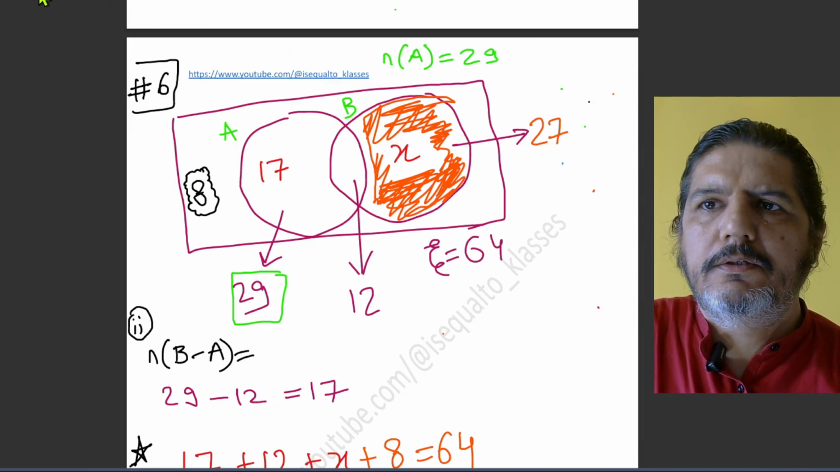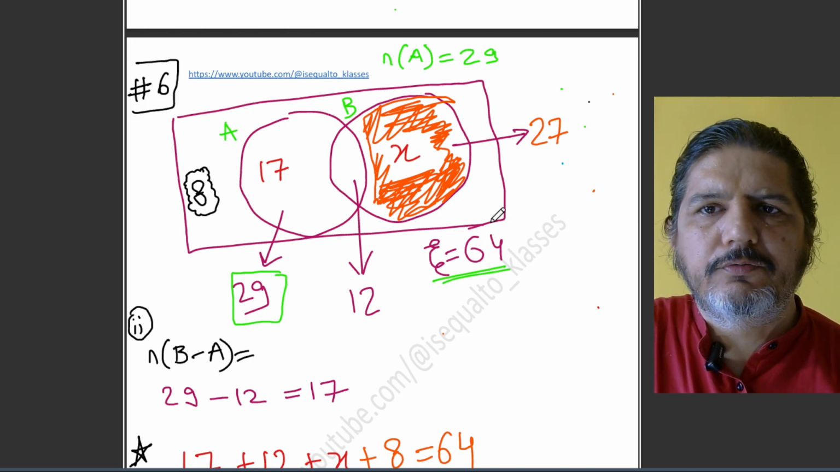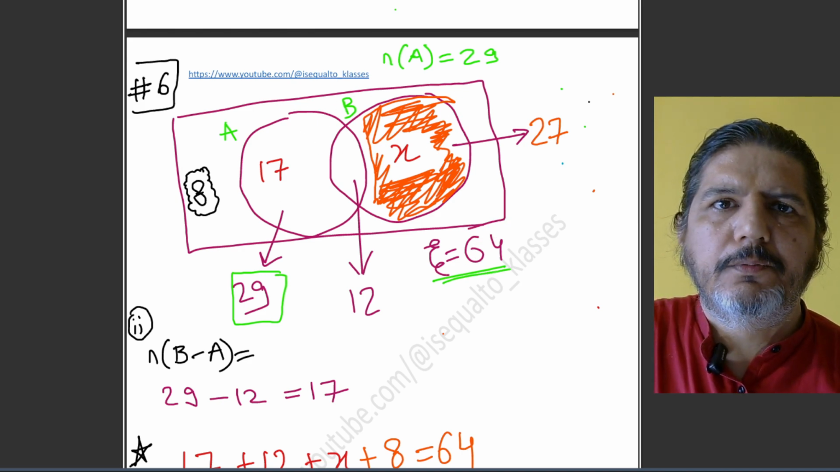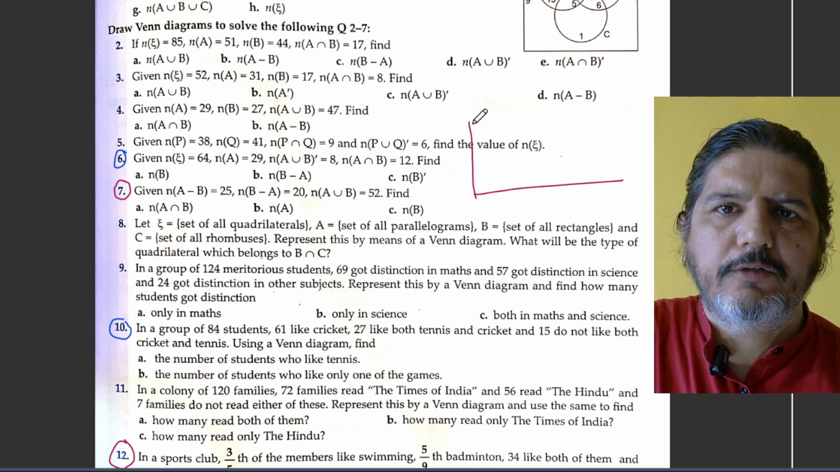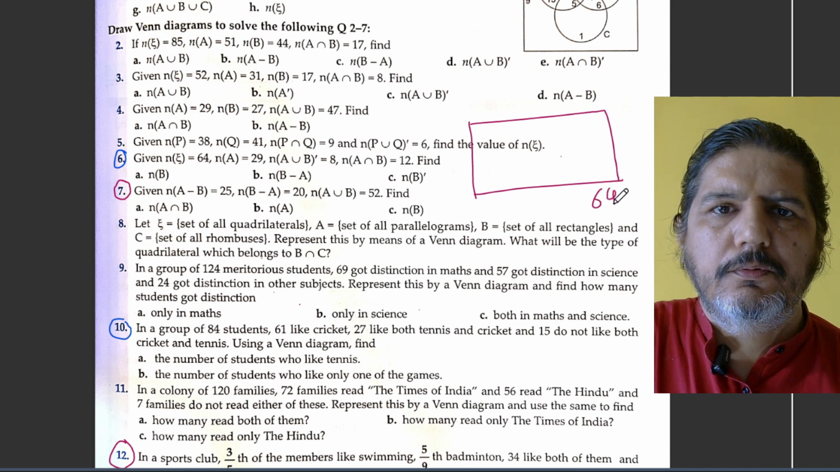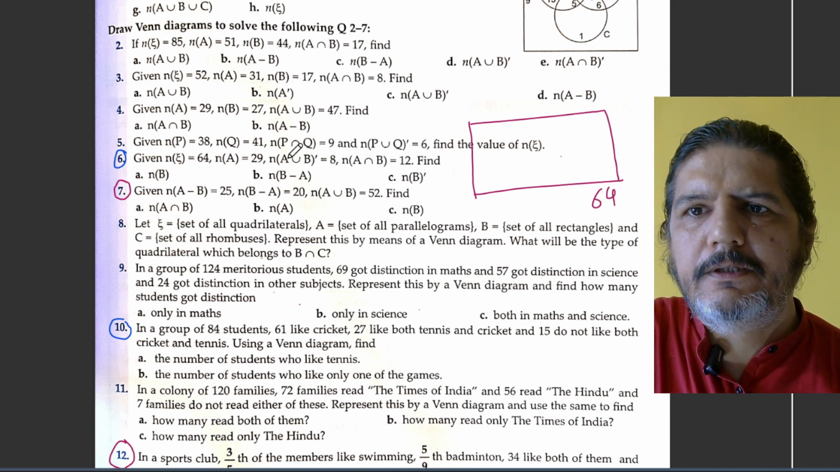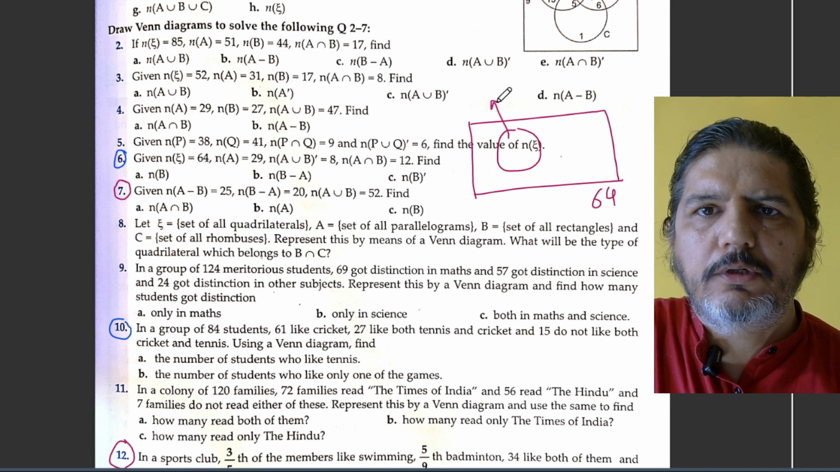So this is my xi. The number of elements in xi is 64. This is A, this is B. Now I'll explain it, first here, then on the solution. The universal set has 64 elements. A is 29, so this total has 29.